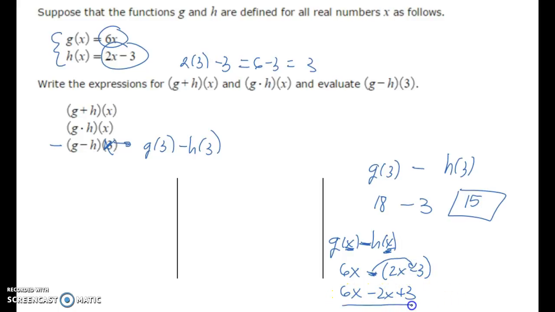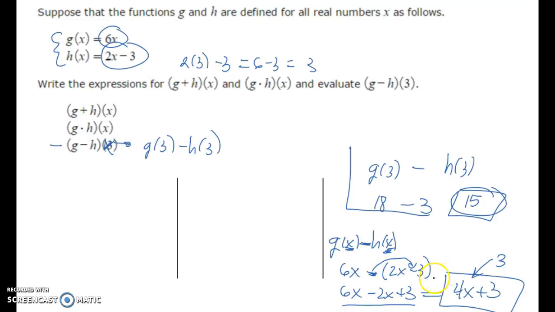So I do want to point out one last thing. If I were to simplify this, which is the generic form of g minus h of x, we get 4x plus 3 as our answer. It should be the case that if I plug 3 into here, I should get the same answer I got by doing what I did in the first place. And you can see that 4 times 3 is 12, plus 3 more is 15. So I know this function's also right.